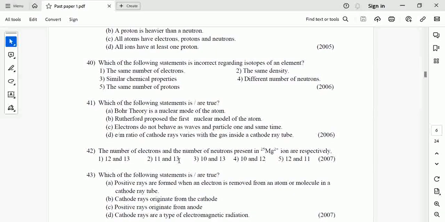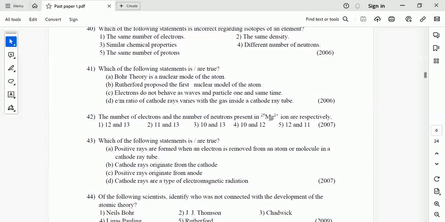C is wrong. We know that electrons can show both wave and particle nature, as beta particles. Okay, so they show both wave and particle nature. The e/m ratio of cathode rays varies with the gas. No, cathode rays are common for every material in the world. Therefore, the e/m ratio is not dependent. It is a constant value. A and B only, first answer.